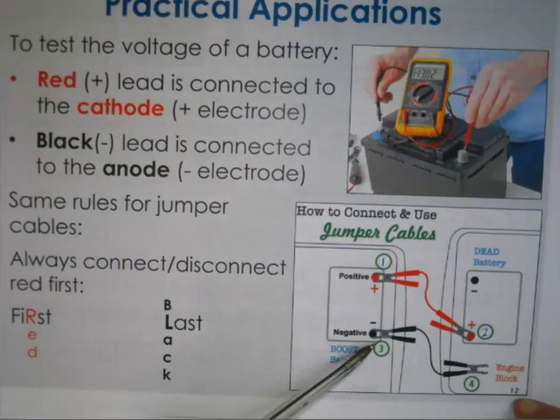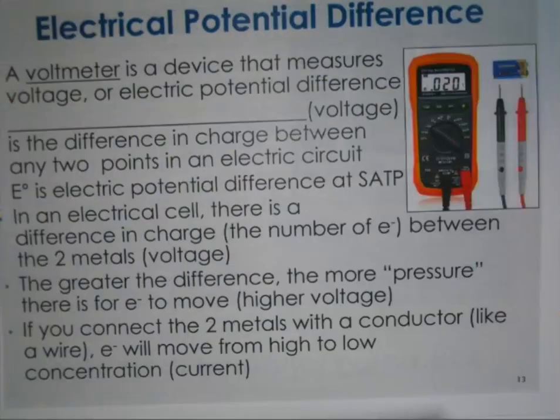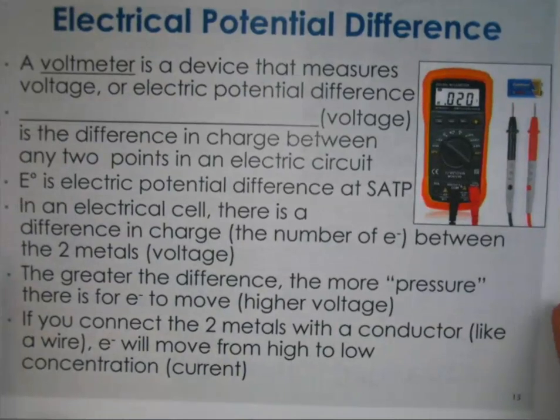And then to take it off, you first take off the black lead from the dead battery, and then off of the good battery, and then your red off of the dead battery, and then your red off of the good battery last. Okay, so in reverse. So just a little practical application because we all know how much students like to ask, why do we need to know any of this?